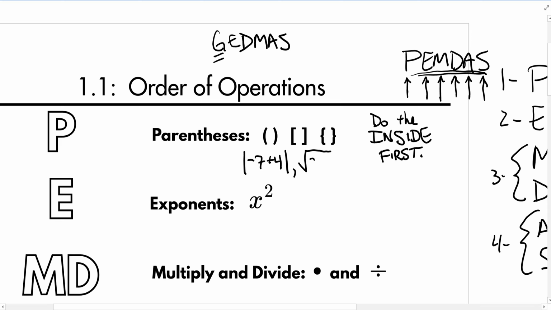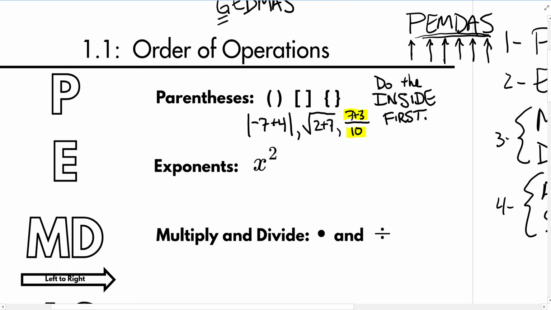Square root. So here, 2 plus 7, for example. I'm going to add before I take the square root. Also, the division bar. Let's say 7 plus 3 divided by 10. Well, 7 plus 3 is 10, and then 10 divided by 10 would be 1. But you have to do everything in the numerator, and then everything in the denominator before you do the division. Okay, exponents, like x squared. We would do that next.